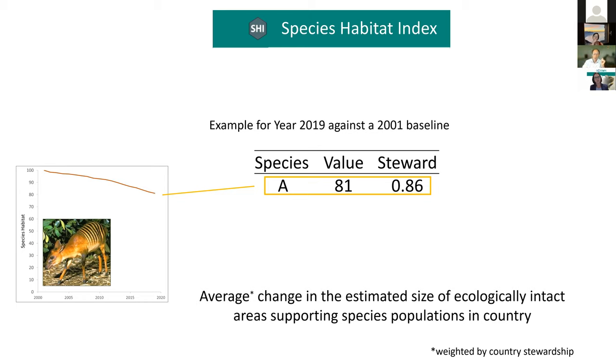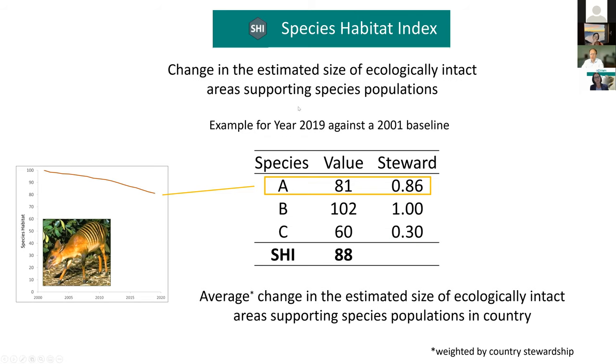And we can repeat this exercise for some putative other species B and C. Some other species may have had a gain. Another species C may have had a more dramatic loss. And these species also differ in how much Liberia is a steward for them. So species C actually just ranges a tad bit into Liberia, so the stewardship value is much smaller.